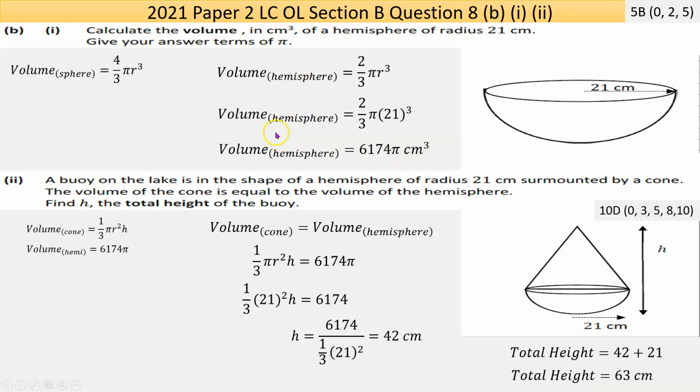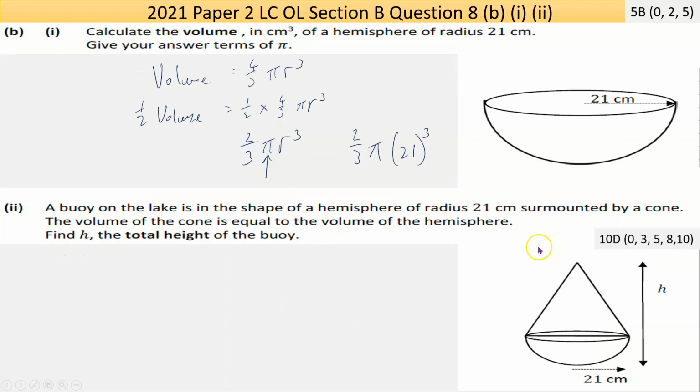And that's that. Now if I go back to the previous page, I don't want to necessarily get the answer here. So as it says here in part 2, a buoy on the lake is in the shape of a hemisphere of radius 21, surmounted by a cone. Now, I know that this was 6174 pi centimeters cubed, the volume of that hemisphere.